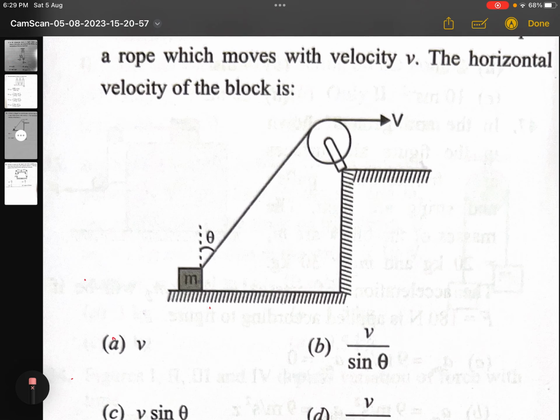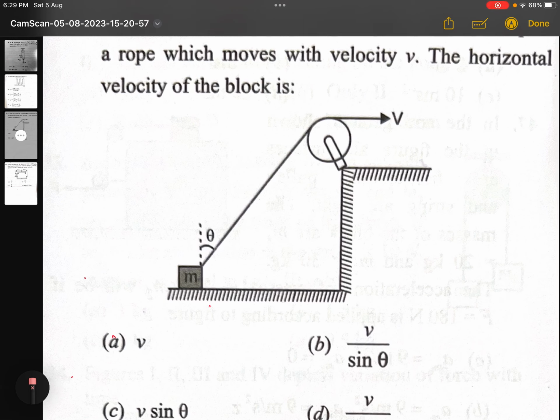In this diagram, the string is pulled towards the right with velocity v. Then what will be the velocity of this block moving horizontally? When you are pulling the string with velocity v, in this concept we always take inextensible strings. The string will not extend, so every particle of the string will be moving with the same speed v. One end is moving with velocity v, which means every part of the string will be moving with velocity v only.